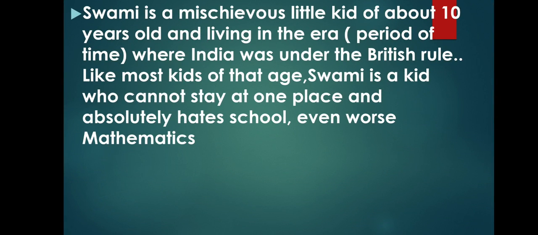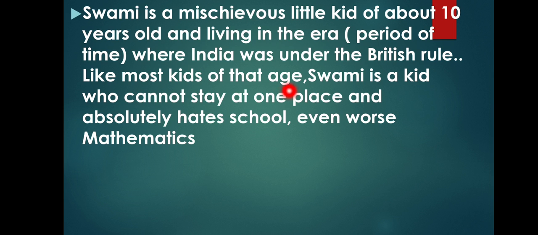Next, Swami is a mischievous little kid, about 10 years old, and is living in the era. Era means what? A particular period of time, where India was under British rule. You all know that the British ruled India for more than 100 years. So this is the time when the British were ruling over India. That period is covered in this particular novel.